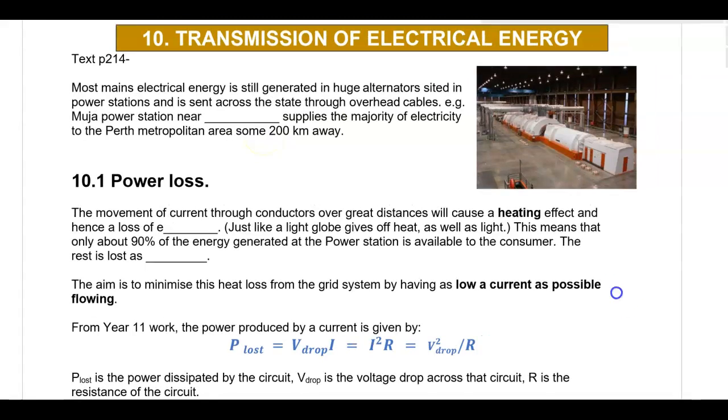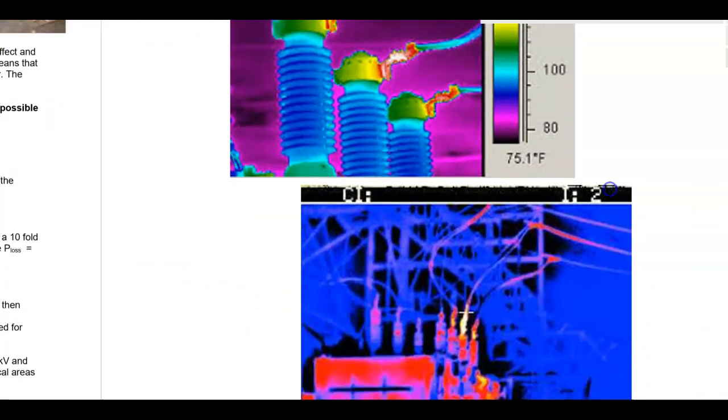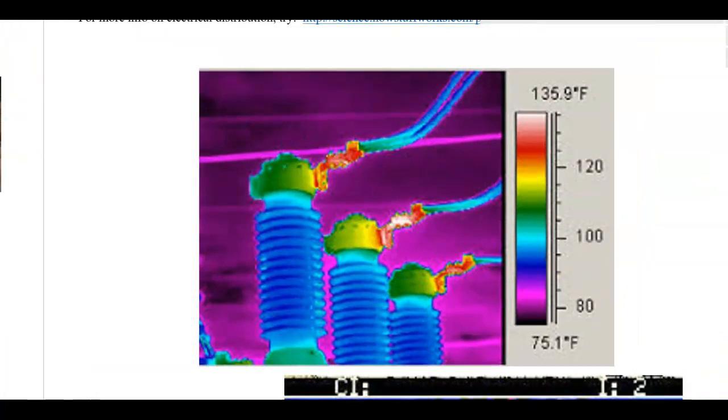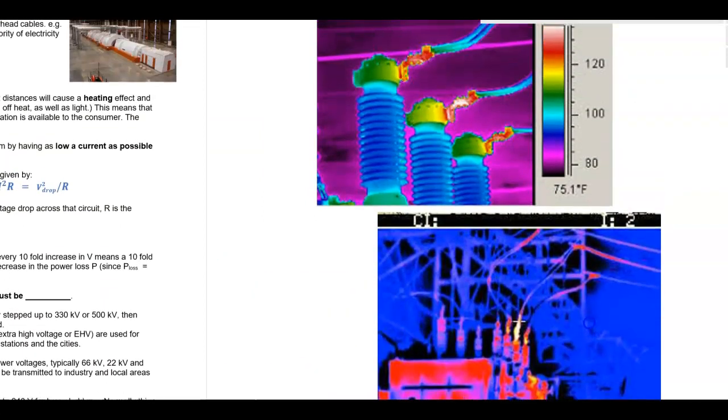The trouble is that whenever you transmit or conduct electricity through a conductor, as shown by these thermal images, you've always got some form of energy wasted as heat. As you can see there, the brighter the image, the more heat that's generated. It doesn't matter how efficient the transmission is, you're still going to get some heat. So the first key principle is that you want to minimize that heat loss from your conductors.